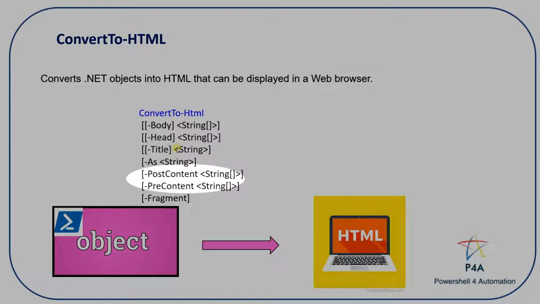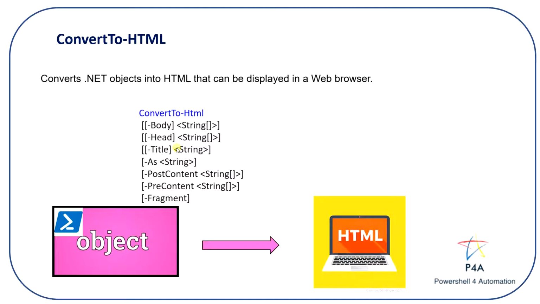PreContent and PostContent, as the names depict, are the contents that are added before or after the opening of the table tag. If you're using the Fragment parameter, that will generate only an HTML table. The HTML, head, title, and body tags are omitted if you're using the Fragment parameter. So this is the basic idea about the ConvertTo-Html cmdlet. Let us try out some practical examples in action.